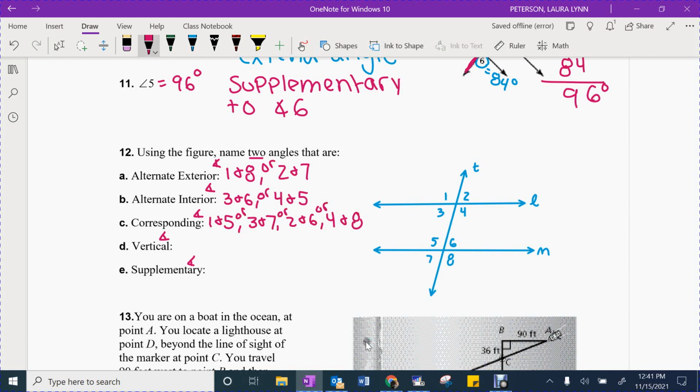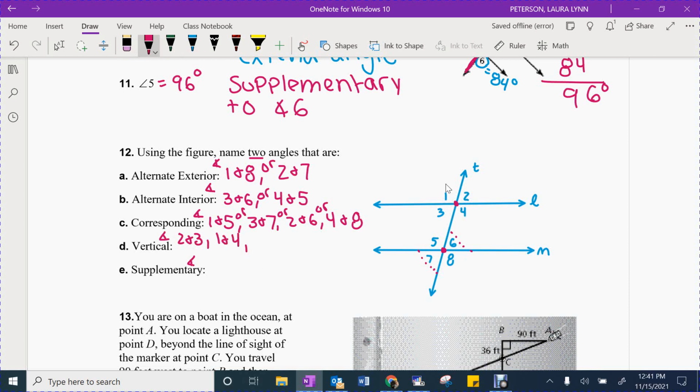Vertical. Now, vertical has lots of pairs. Vertical is looking at the corners of where the parallel lines and the transversal intersect, and we're looking at opposite corners of that. So each side makes little bow ties. So let me see here. One option could be 2 and 3. But I could have also chosen the other corner, 1 and 4. These are great examples of vertical angles.